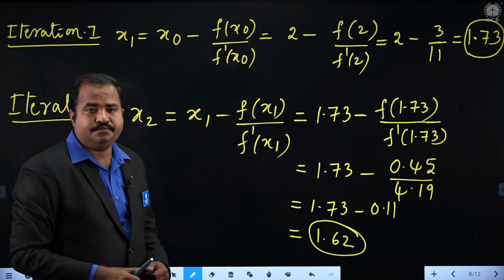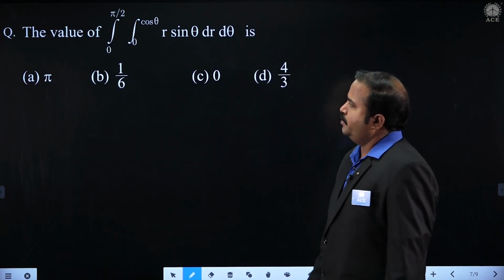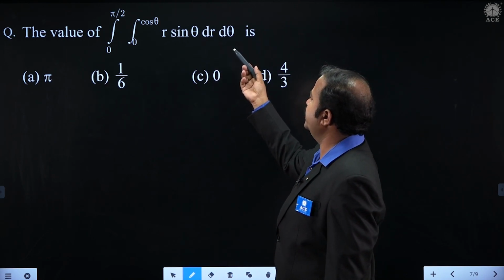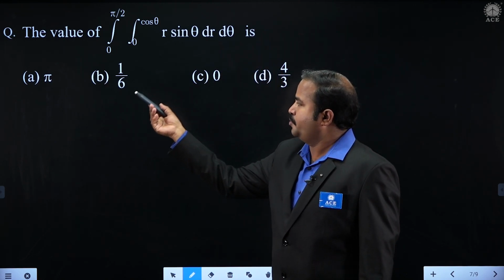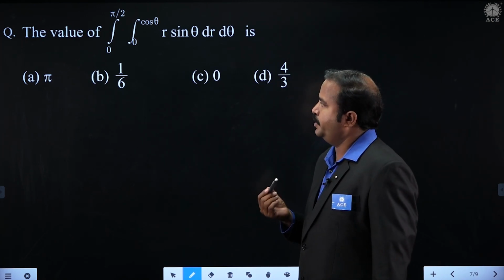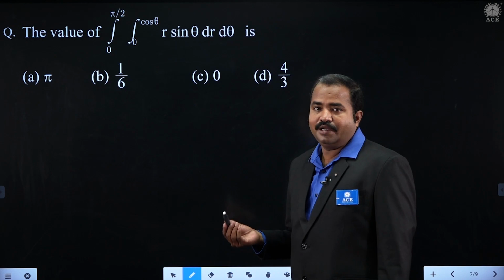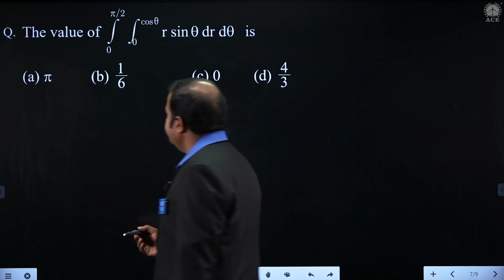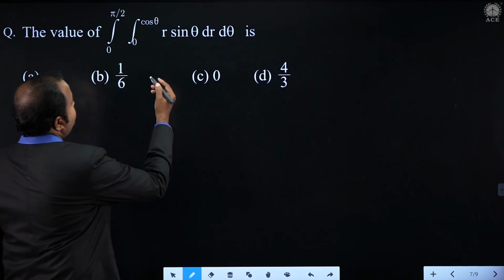1.62 only. Look at the question: the value of the integral from 0 to pi by 2, 0 to cos theta, r sin theta dr d theta is: option A pi, option B 1 by 6, option C 0, option D 4 by 3. This is from calculus, evaluation of double integrals. So, look at the solution.